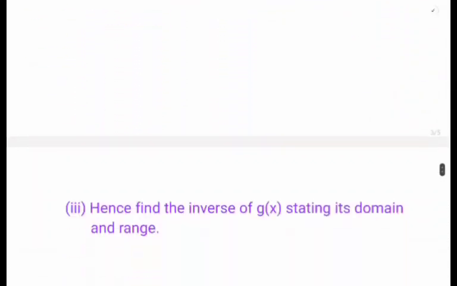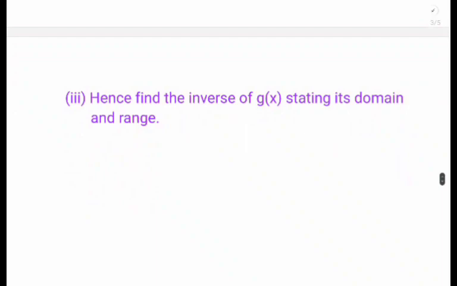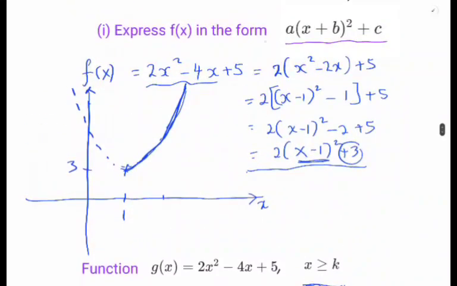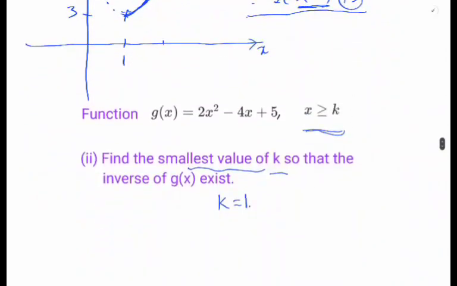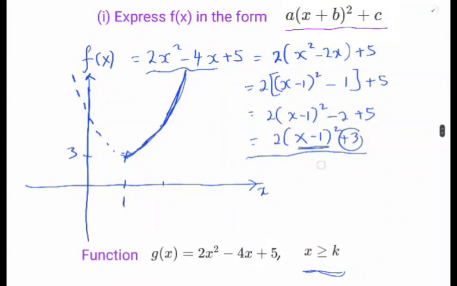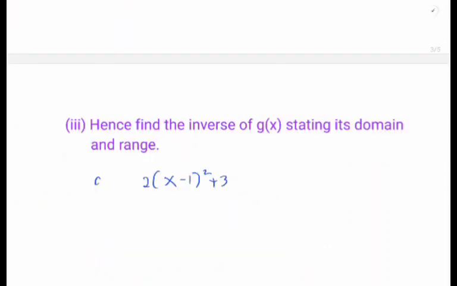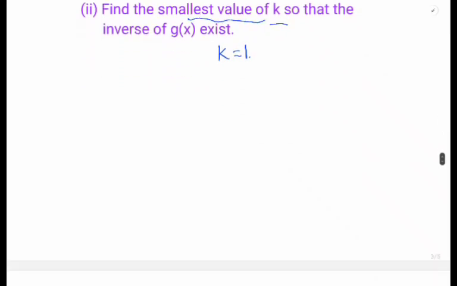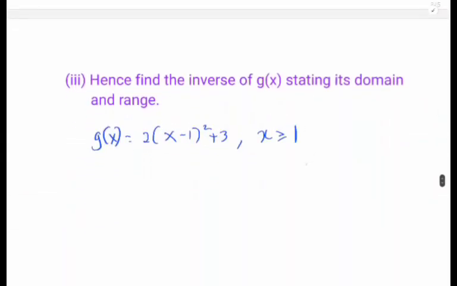Okay, the next part of the question here. Hence, find the inverse of g(x), stating its domain and range. Now, g(x) is the same equation as f(x), except for x bigger or equal to k. So I can copy back the same thing here. It equals 2 (x minus 1) squared plus 3. And then we already saw the value of k equals 1, so x is bigger or equal to 1.